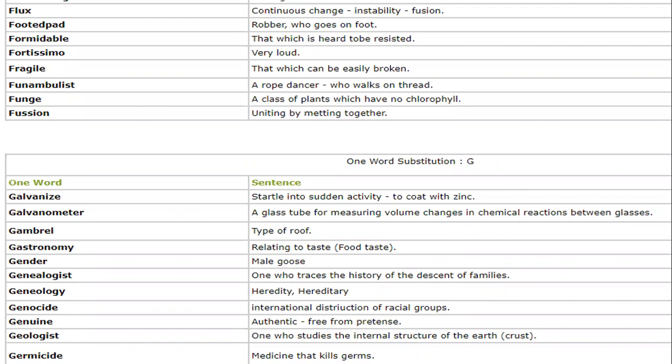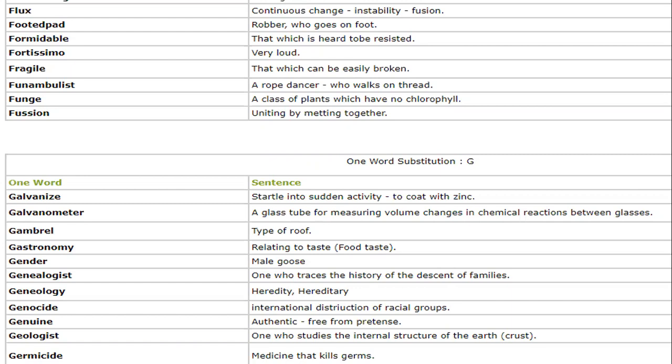Footpad, a robber who goes on foot. Formidable, that which is hard to resist. Fortissimo, very loud. Fragile, that which can be easily broken. Funambulist, a rope dancer who walks on a thread. Fungi, a class of plants which have no chlorophyll. Fusion, uniting by melting together.